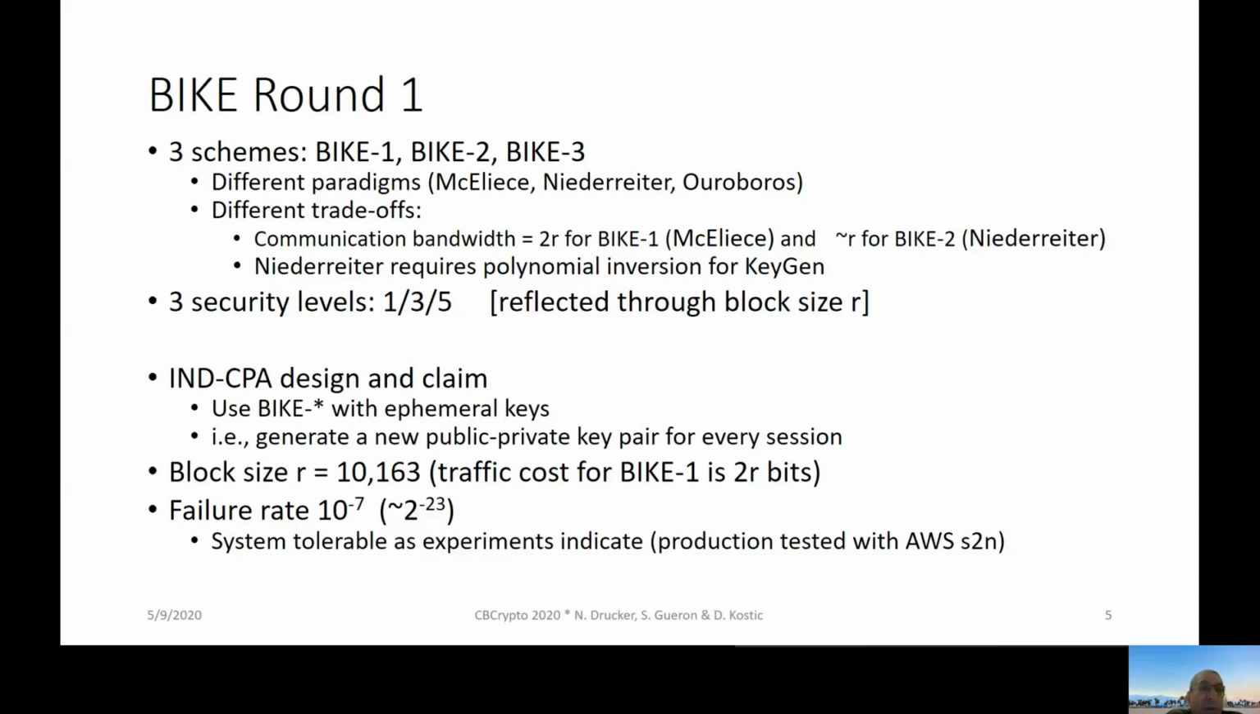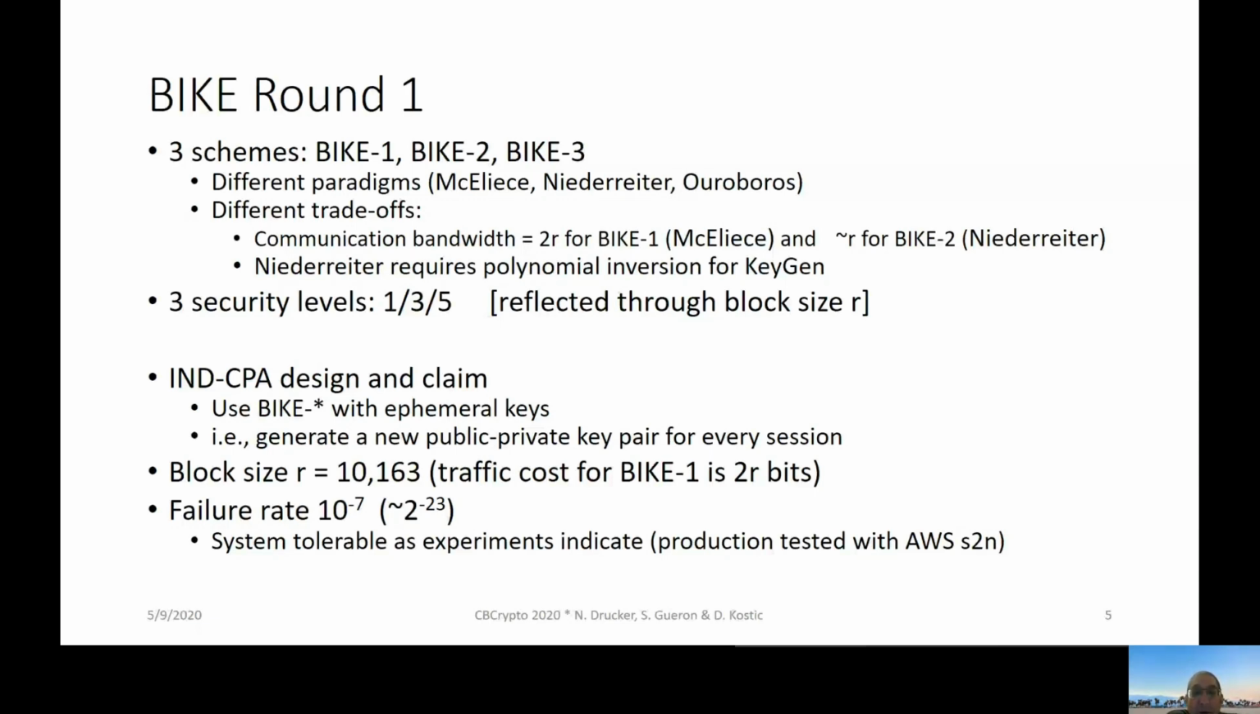So we had 3 schemes and 3 security levels, 1, 3, and 5. And the design was completely an IND-CPA design. This was the claim. And the intention was to use it with ephemeral keys, a new public-private key pair for every session. And the recommended block size was 10,163 bits. We measure in bits because the number in bits needs to be prime and satisfy some other constraints. But if you divide it by 8, you see how much it is approximately in bytes.